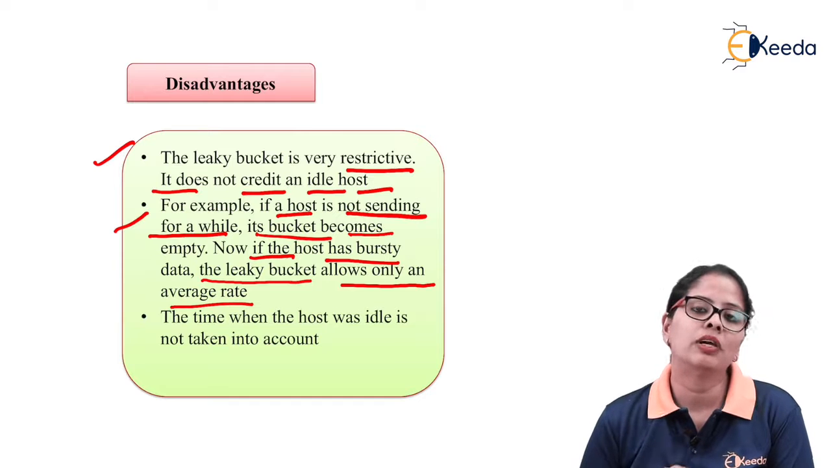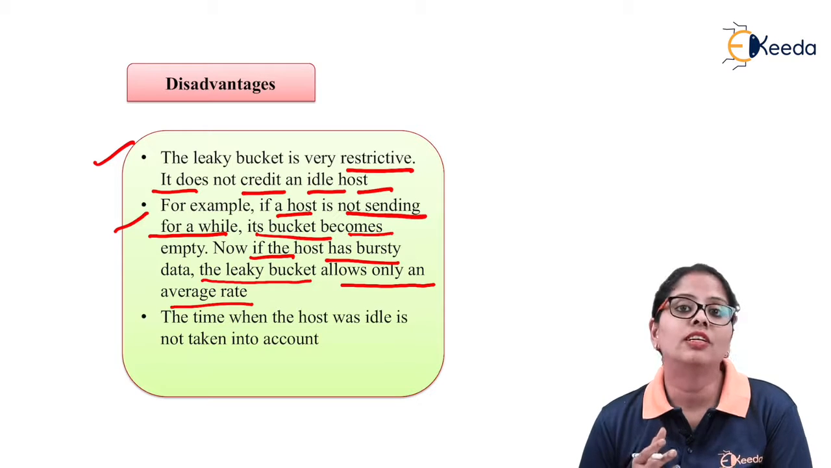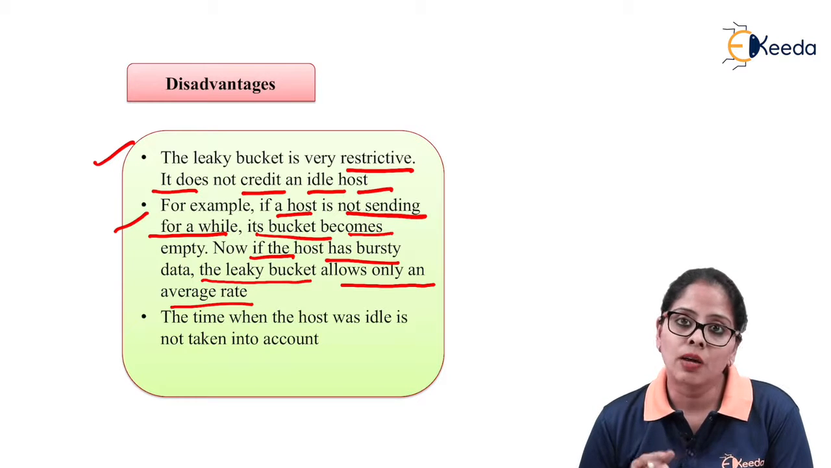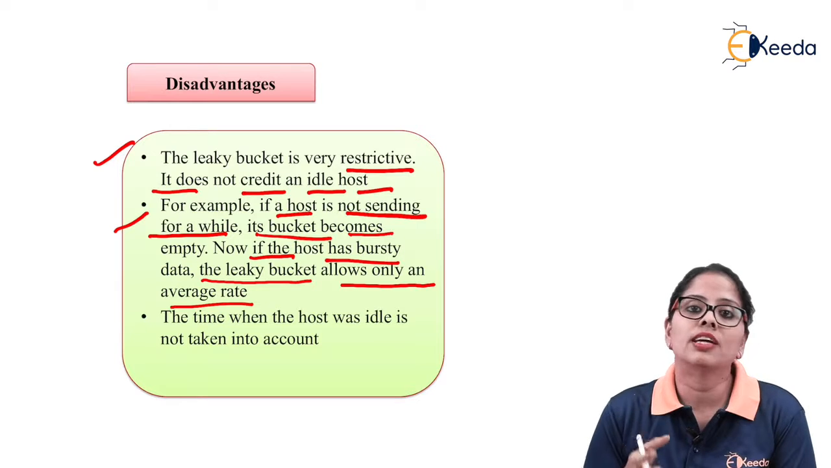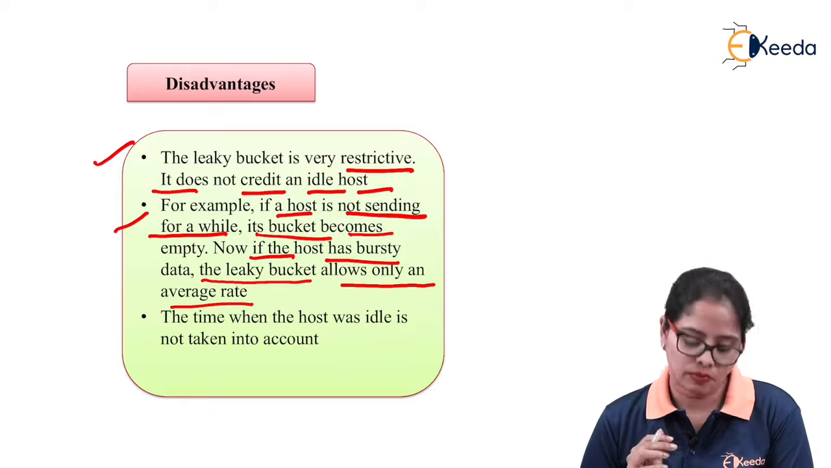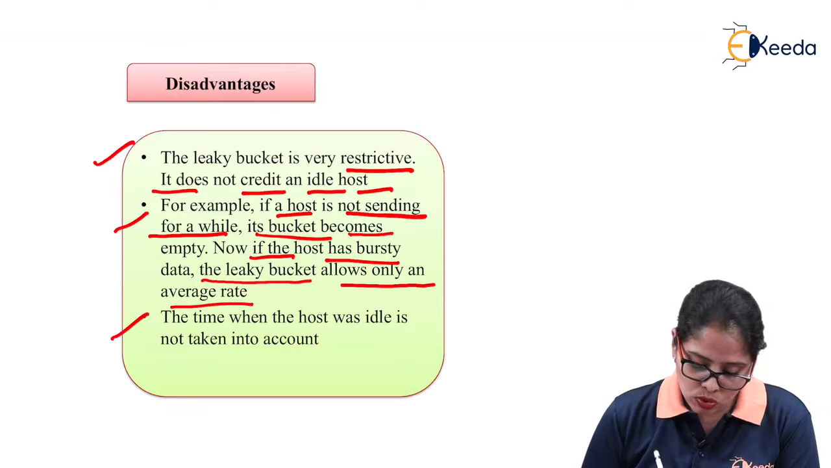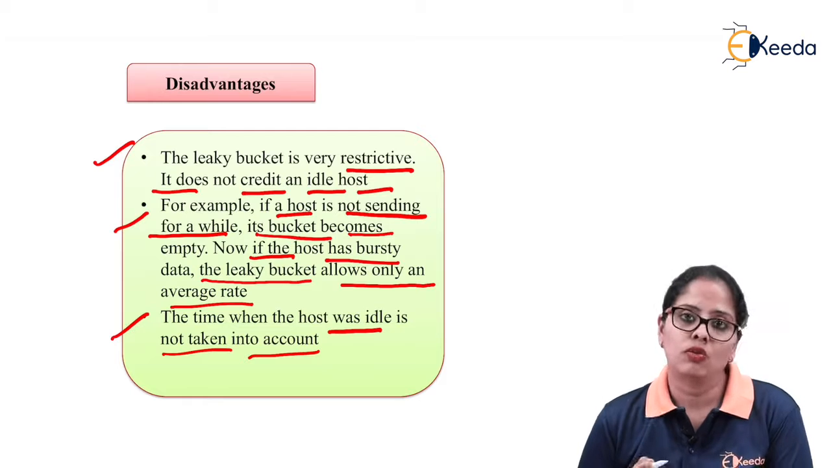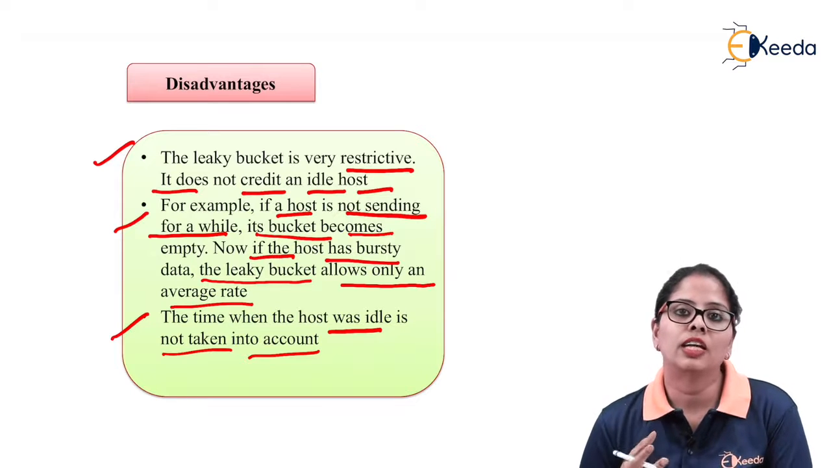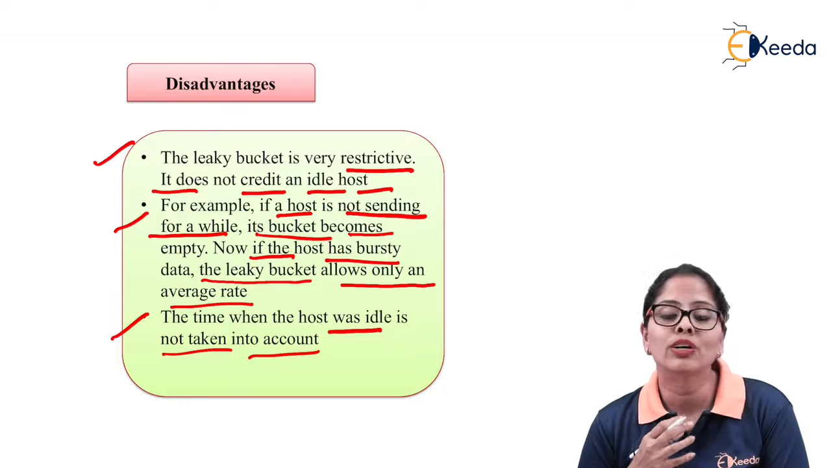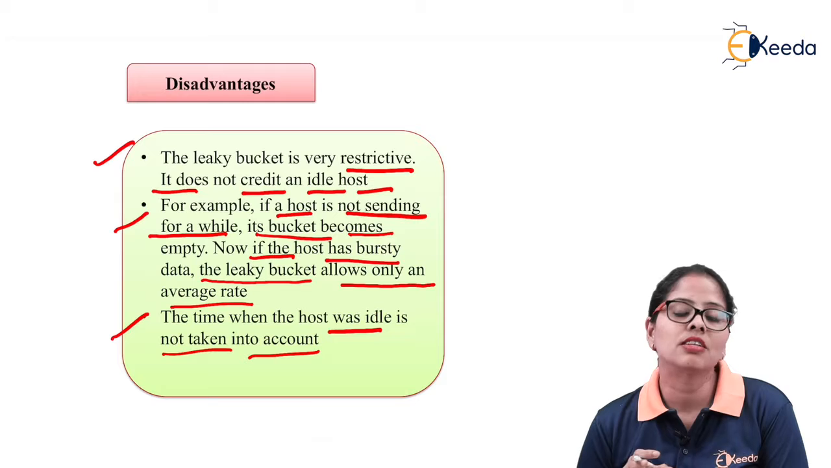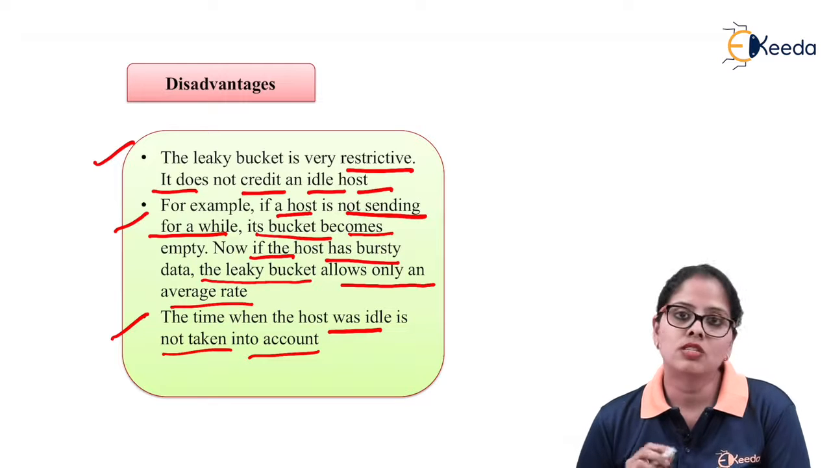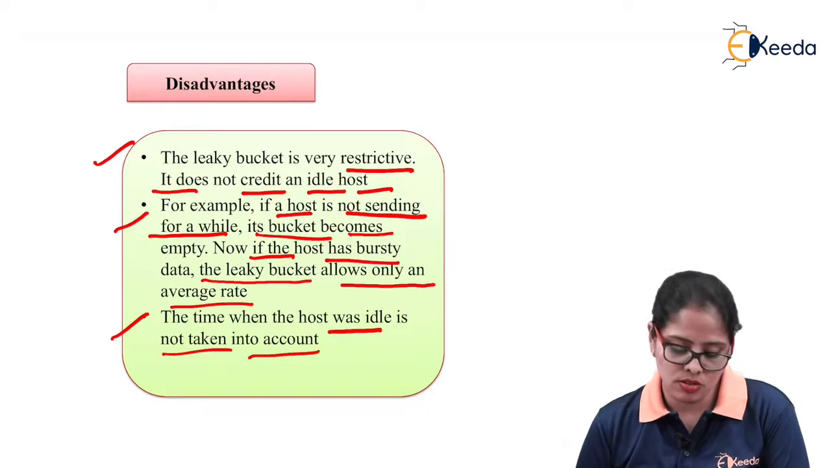Sometimes it may happen that the host does not have data to send. In that case, it will be idle. Sometimes it may have bursty data, but still in both cases it is providing you this constant rate. The time when the host was idle is not taken into account. So whatever time my host is idle, we are not going to consider that time. So we are not utilizing the resource properly. If my host is idle, what does that mean? You are wasting the resource.